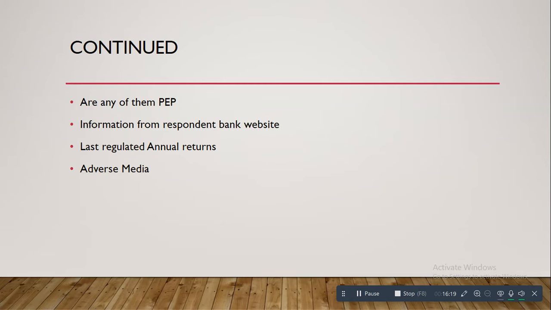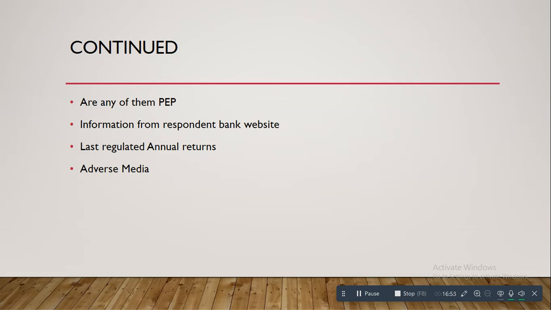Then we see, are any of them in the PEP list, do any of them have any negative media surrounding them. Then if it is a publicly listed one, we try to find out as much information as available from open sources. Open sources can be your Google search or any other search, or the bank's own website. So we can find out many things about products, services, what they are using, the types of customer, and where they are located.